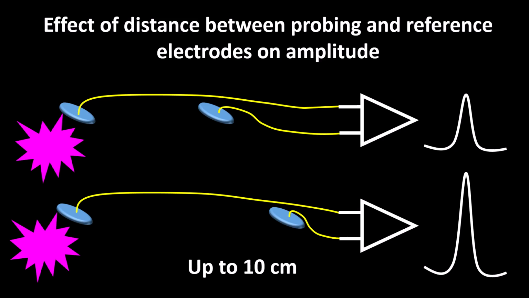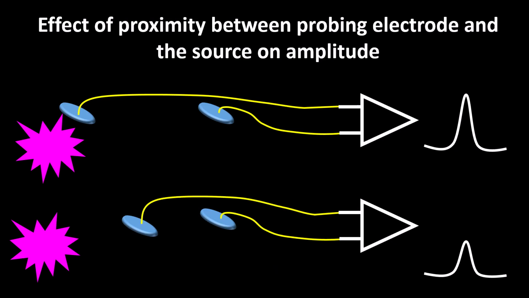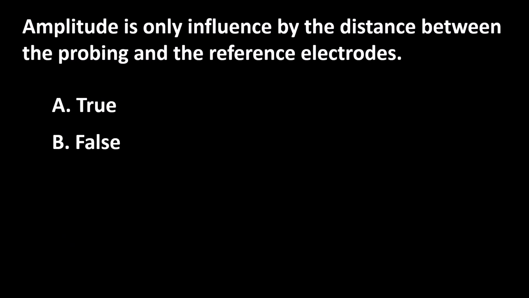This is true up to 10 centimeters. The amplitude of a potential is also related to the proximity of the probing electrode to the source. The closer the probing electrode is to the source of the electrical field being recorded, the higher the amplitude of the wave that it will create. So the answer to this question is false.